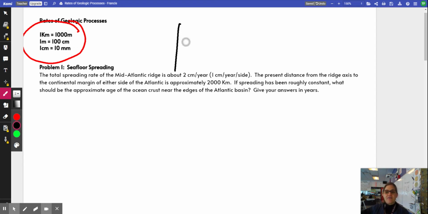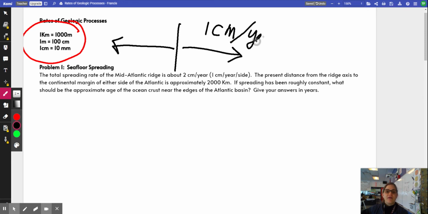And so we're going to have them, one going this way and one going this way. And the rate for each side is 1 centimeter per year, and that's the same on the other side. So remember that this is all happening at the same time. So we're probably going to have to deal with this number right here, 1 centimeter per year, not 2 centimeters per year, because 1 centimeter this way, 1 centimeter the other way at the same time.